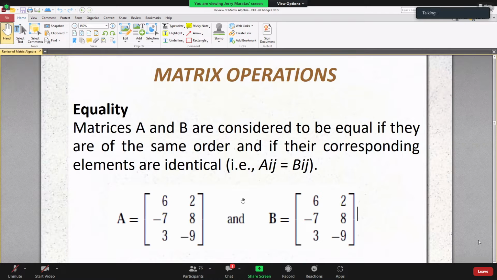Anybody can answer? Maybe let's start with arithmetic operations. How many arithmetic operations? Going back to our elementary days. 4. Yes, there are 4 arithmetic operations: addition, subtraction, multiplication, and division. How about algebraic operations? How many?